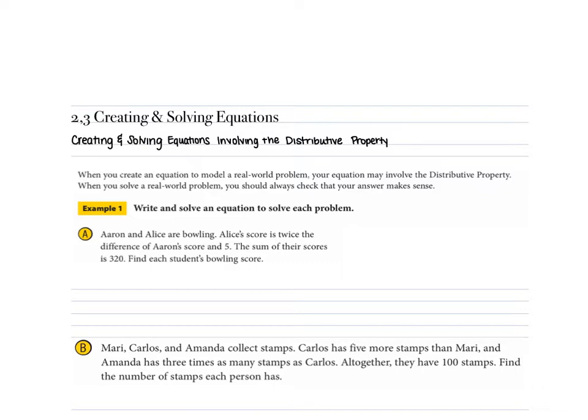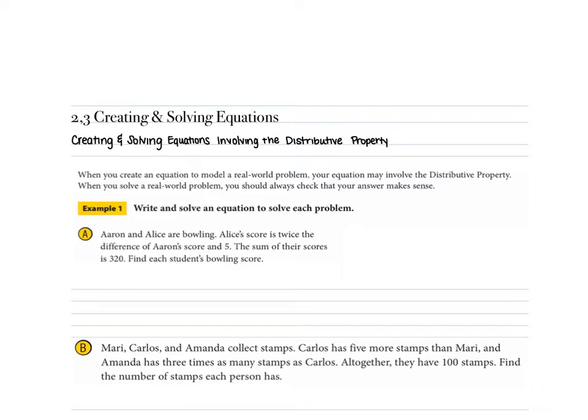You can always take whatever you get as your answers for the variables you're solving for and plug them back into the equation that either you formed or that's given to you to check your answer. If you plug them back in and they give you a true statement, your answer is correct. If it gives you a false statement, you know that you did something wrong and you have to go back and redo the problem. If we look at example 1, we're writing and solving equations to solve each problem.